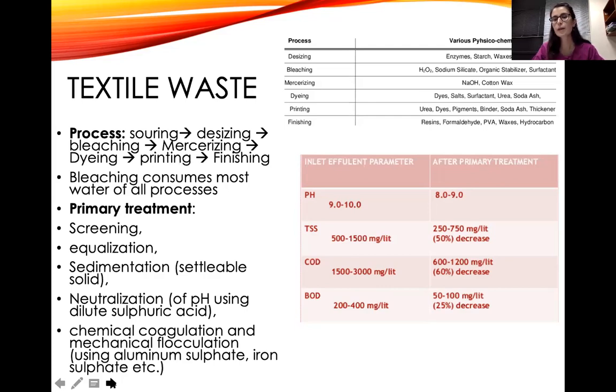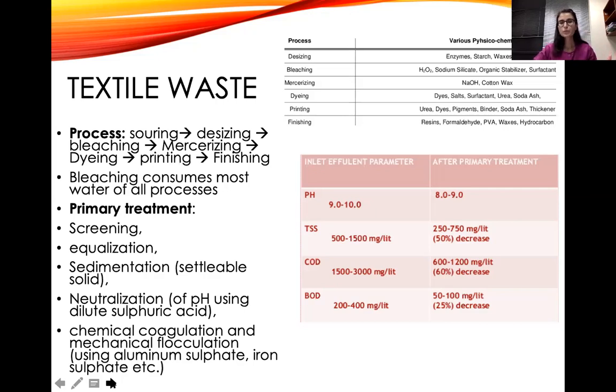Oftentimes, industries are put in what you call an industrial zone, where they have a combined wastewater treatment plant so that they can take all of these things out and then send it to the city's wastewater treatment plant. Very few industries in Pakistan treat their wastewater. But if they could treat their wastewater, how would they treat it?